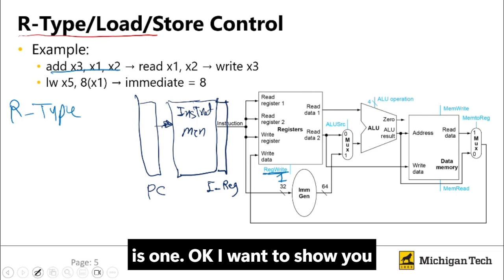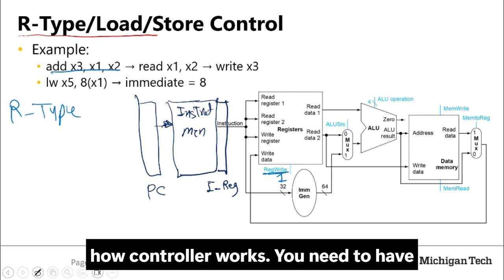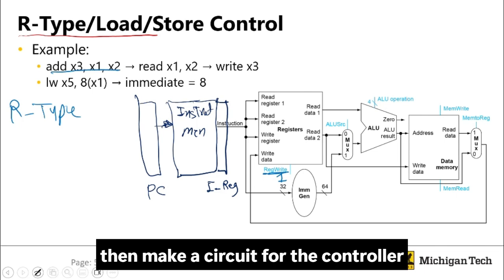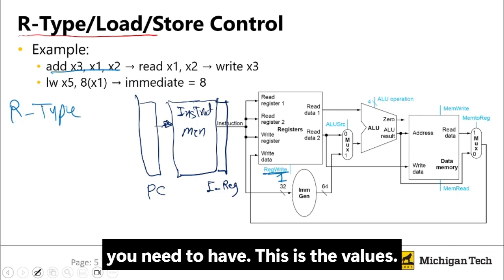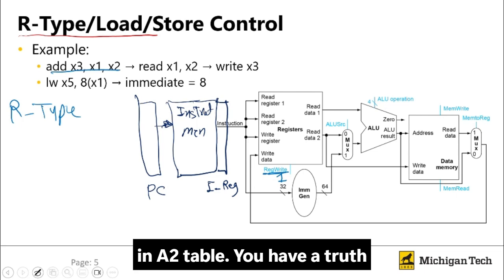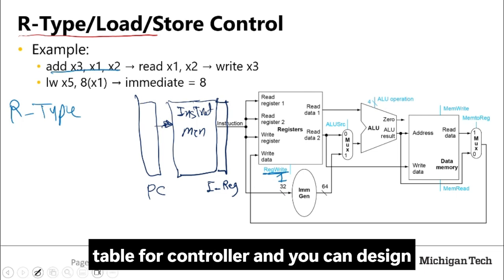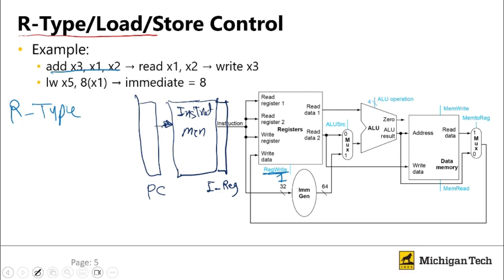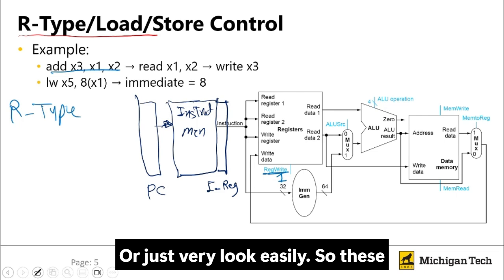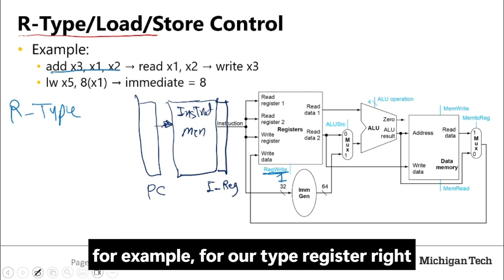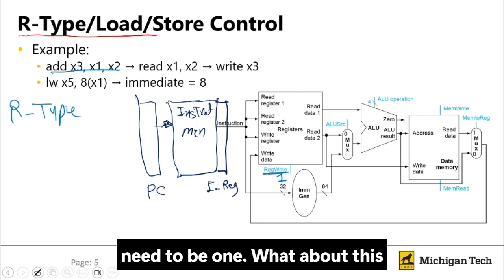I want to show you how the controller works. You need to have these values to give to the controller, and then make a circuit for the controller. These are the values that you need to put in a truth table. You have a truth table for the controller, and you can design the controller using a Karnaugh map, whatever, or just Verilog easily. So these values are important. You need to know, for example, for R type, register write needs to be 1.